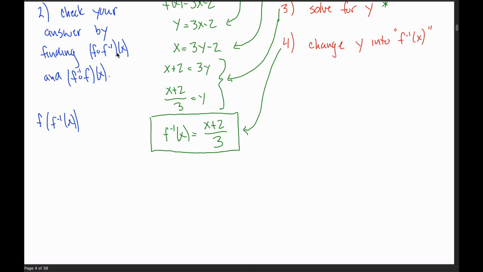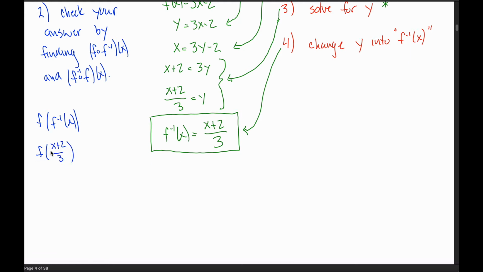So first, f of f inverse of x. I think it's easier to rewrite this in this notation because then all you have to do is replace f inverse of x with what you just said f inverse of x is equal to. So inside these parentheses here, instead of writing f inverse of x, I'm going to write (x plus 2) over 3.